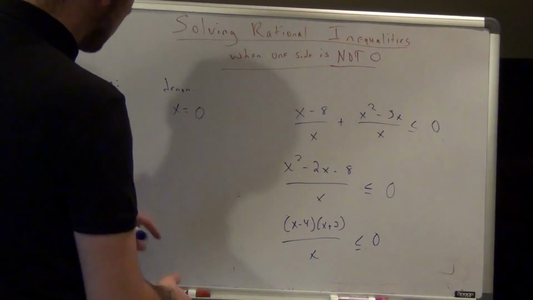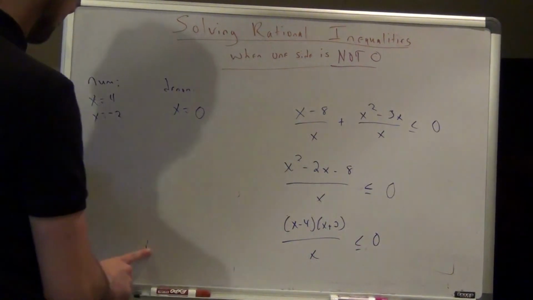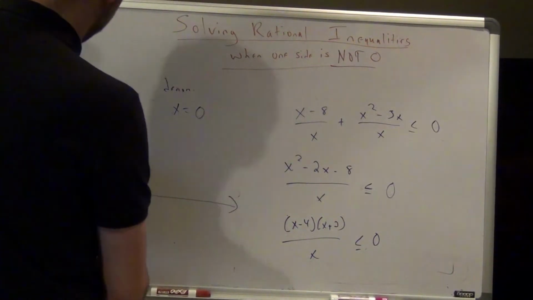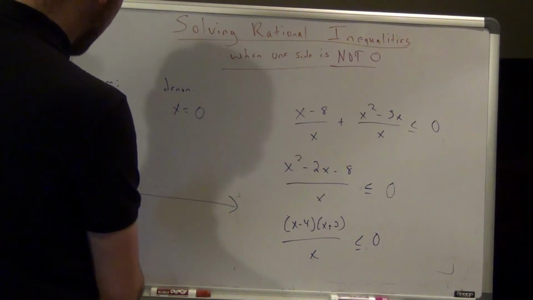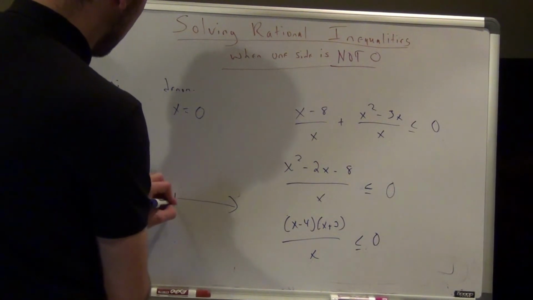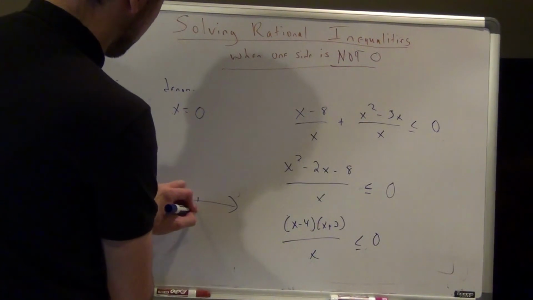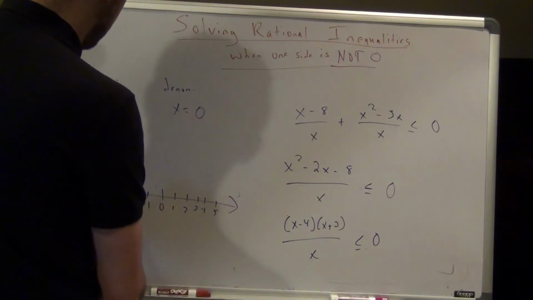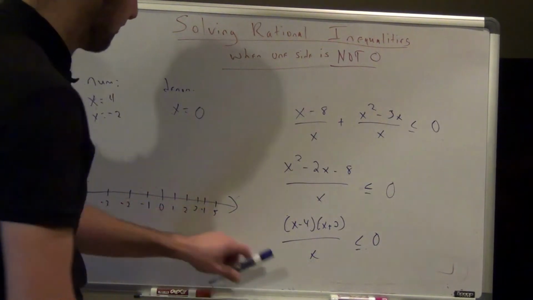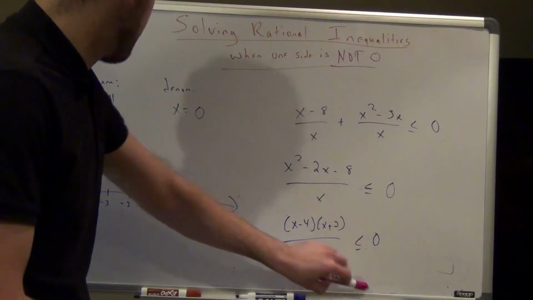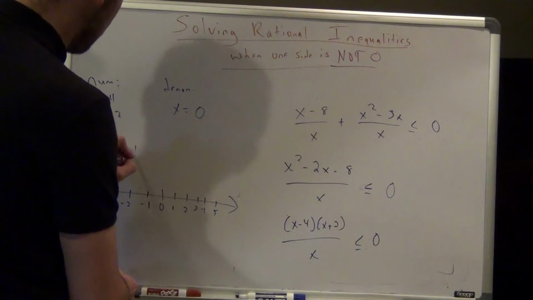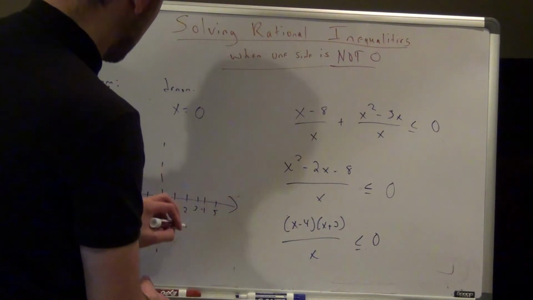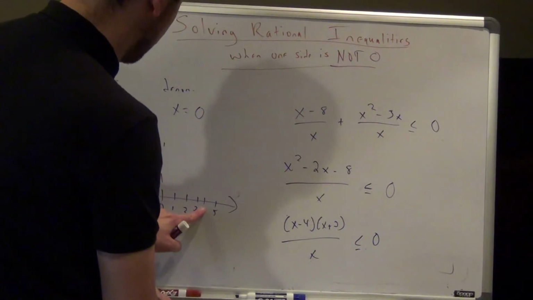All right, so I do my number line. So I have 0, 1, 2, 3, 4, just go up to 5. Then I'm going to do negative 1, negative 2, negative 3. All right, so now I draw my regions, right? So I have regions at negative 2, 0, and positive 4.